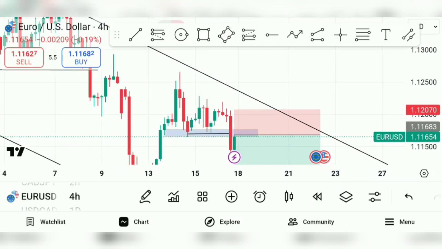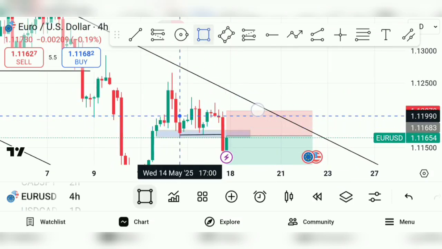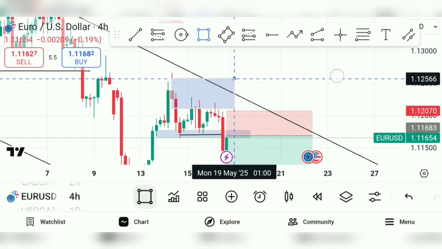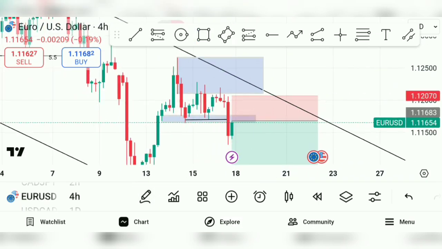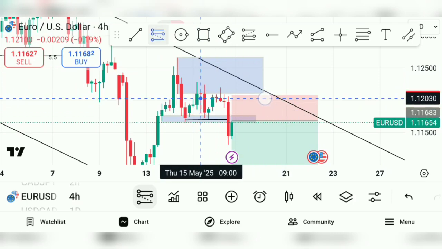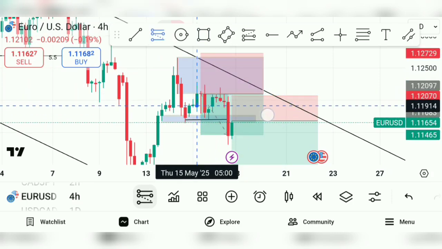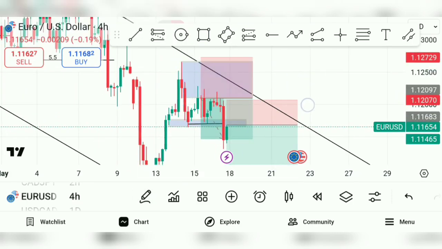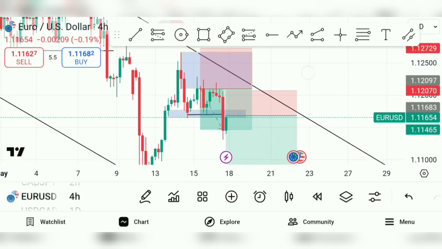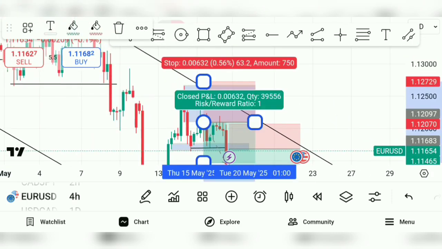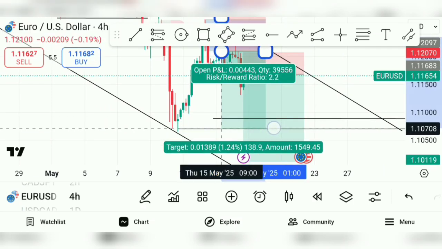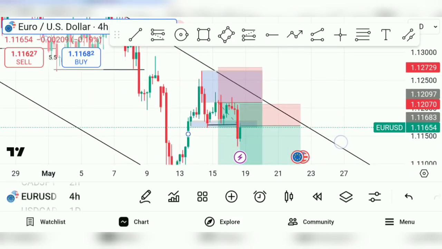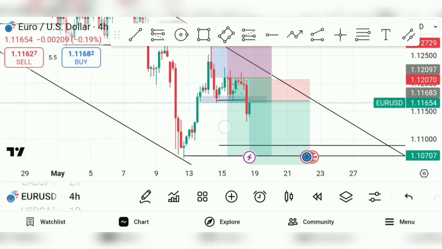I'm supposed to be in this market from somewhere around here. I'm supposed to put my sell limit at this point, because you can see, then put my stop loss at the highs of the previous high. Then my target is supposed to be somewhere around there. That's about 1.2.